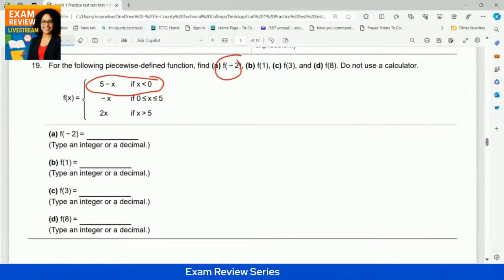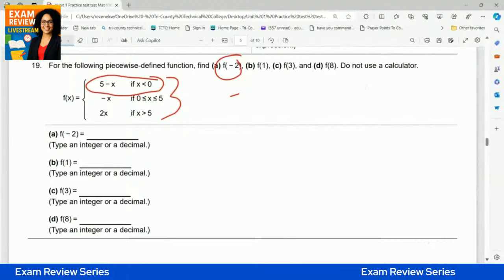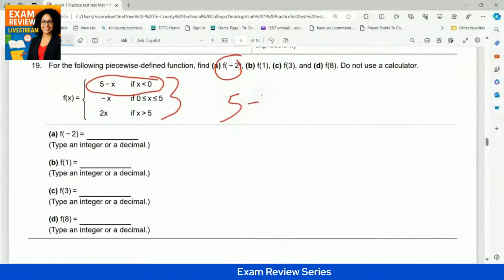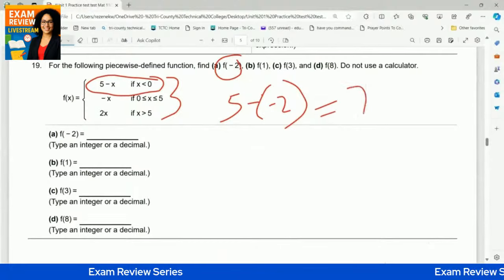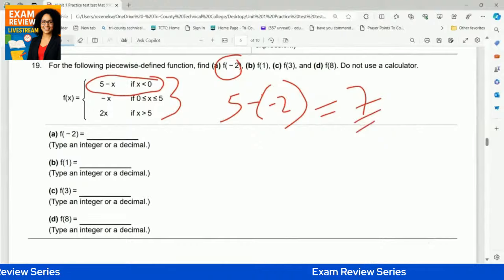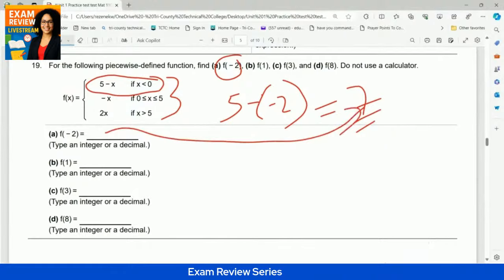So remember, whenever you are given a piecewise defined function and you are told to evaluate some numbers, conditions must be obeyed. These are the conditions. All right, so let me evaluate f of -2, which means I will bring down the first piece and substitute -2 wherever I see x. Negative times negative is positive. F of -2 is 7. So I put the answer here. F of -2 is 7.